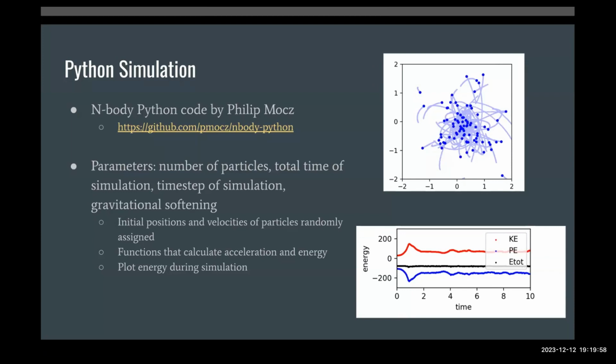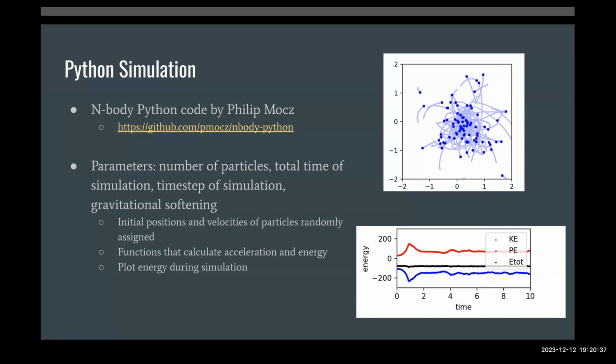Our first function uses Newton's law of gravitation to calculate the acceleration. And then our other function will calculate both the potential energy and then the kinetic energy. So after each timestamp, or for each time step, the code will calculate the acceleration for all of the particles, and then it will use this time step to recalculate the positions and the velocities of the particles.